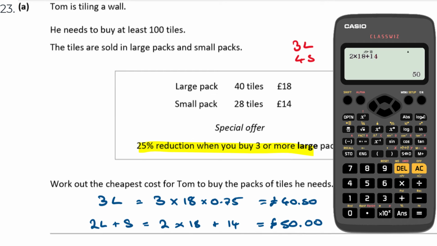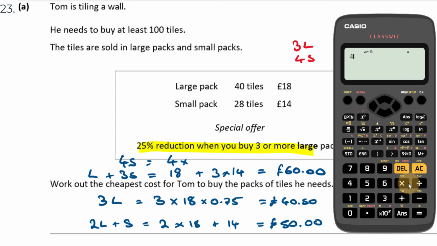Let's just double check the other combinations. We could have a large and 3 smalls. Large and 3 smalls. That's right up here because I ran out of space. It's 1 lot of 18 plus 3 lots of 14. So 3 14s, 14, 28, 42, and 18. That's £60. Finally, we can have 4 small ones, which is just 4 lots of 14. So times it by 4, double and a double again. 14, 28, 56. That's going to be £56.